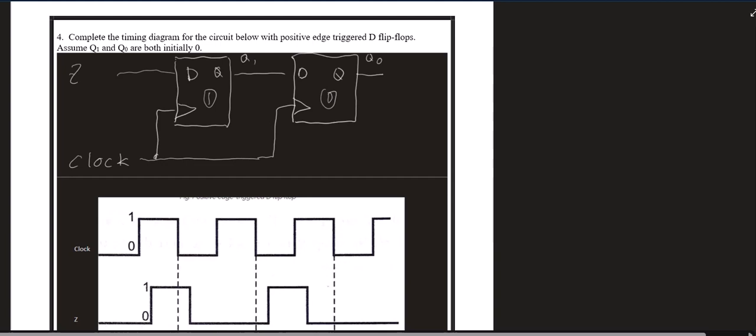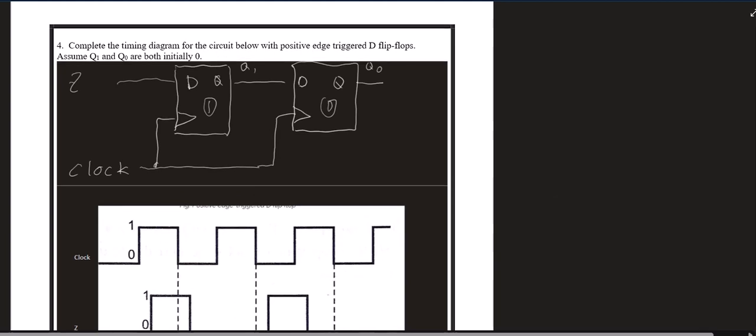You have on your homework that's due, I think, tonight? Yeah. Okay, so this says complete the timing diagram for the circuit below with the positive edge trigger D flip-flops. Assume Q1 and Q0 are both initially 0.